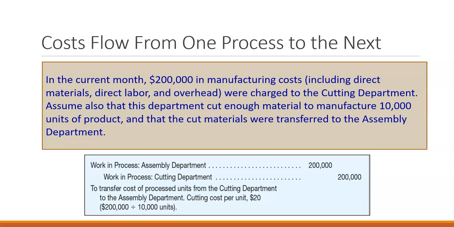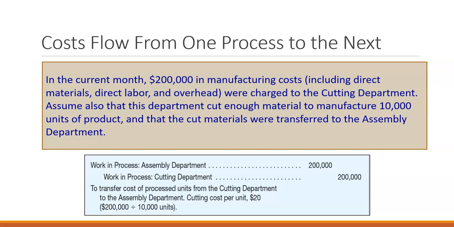We're going to look at an example of how costs flow from one process to the next. We are still staying with our current company, where we start in the cutting department and then move to the assembly department. So we have in the current month $200,000 in manufacturing costs, including direct materials, direct labor, and overhead, that were charged to the cutting department.